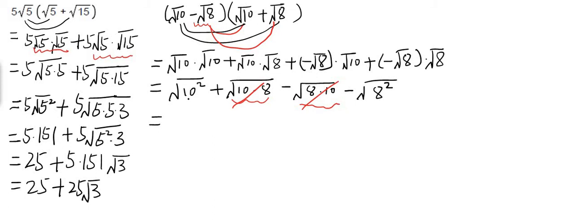And square root of 10 squared gonna be 10. And for this term will be absolute value 8. Here is absolute value 10. Okay, so now we can simplify. 10 minus 8 equals 2. Okay, that's it.